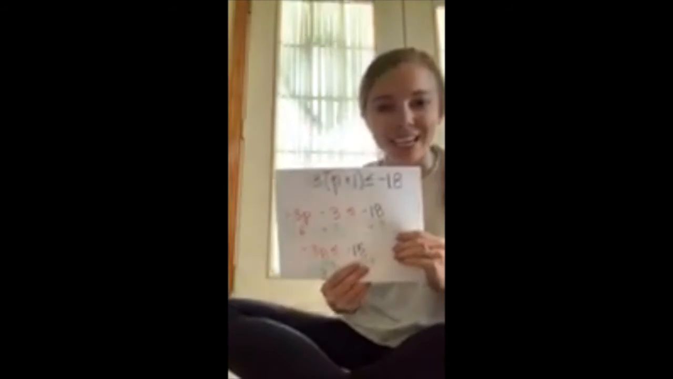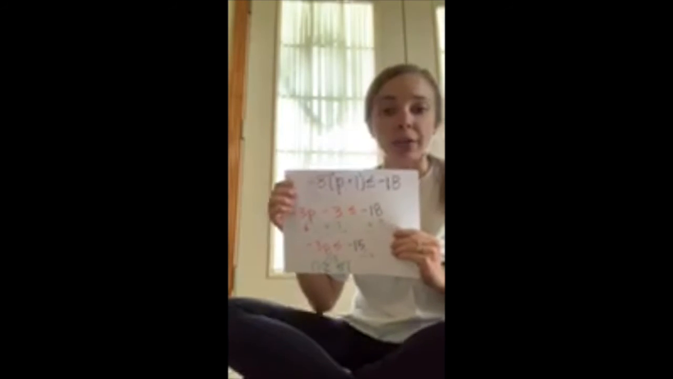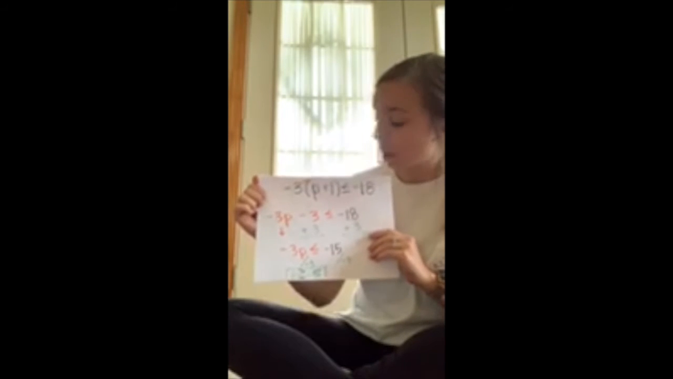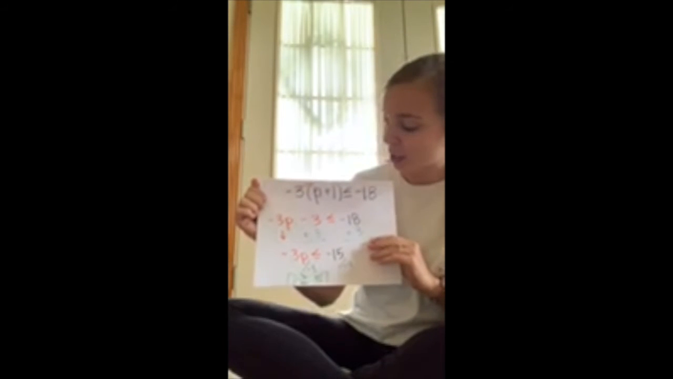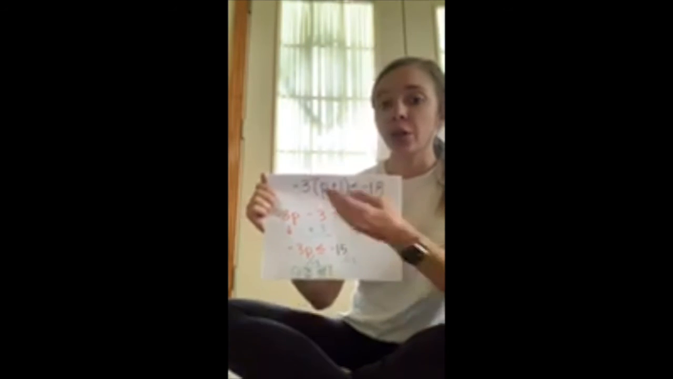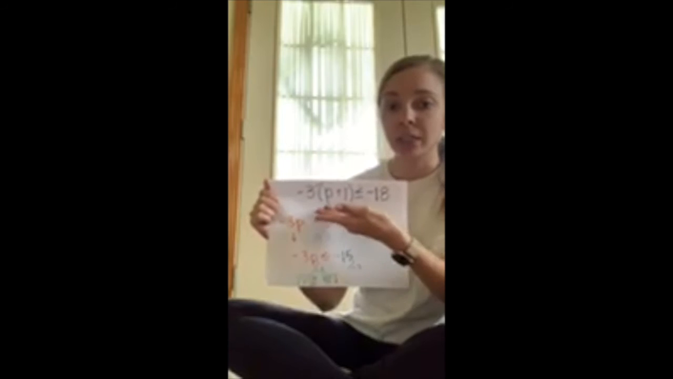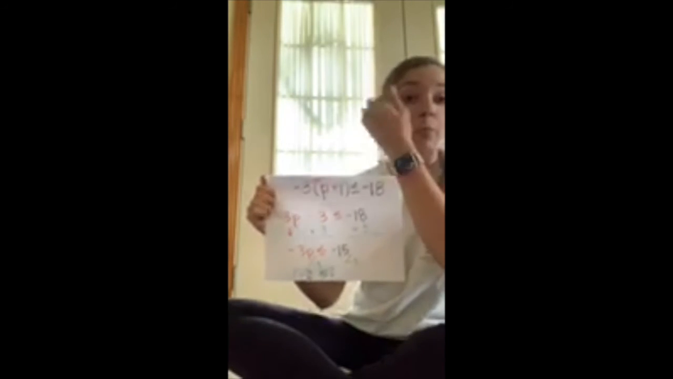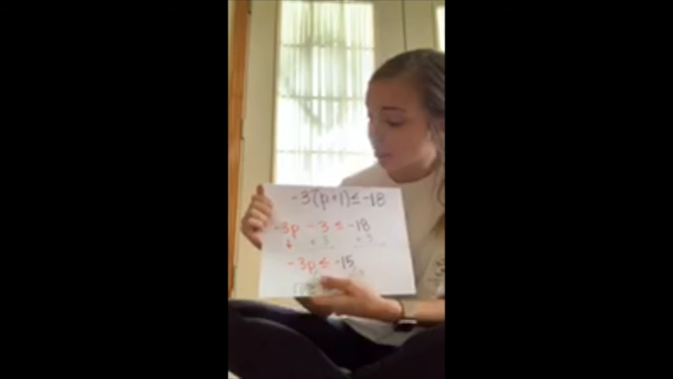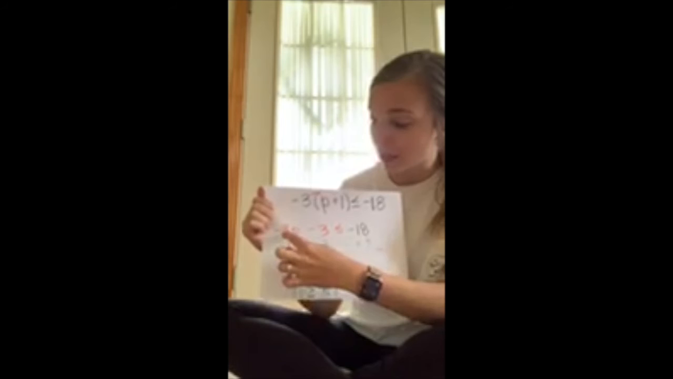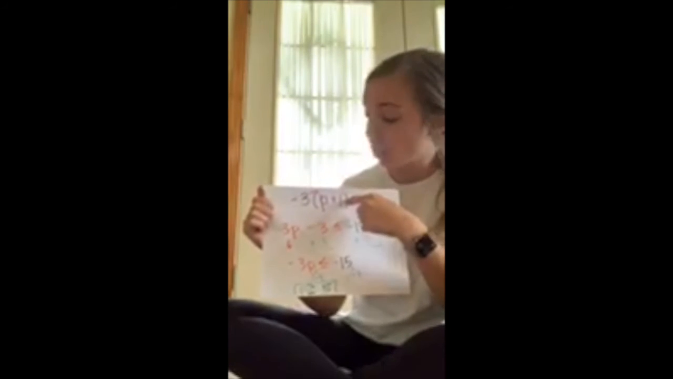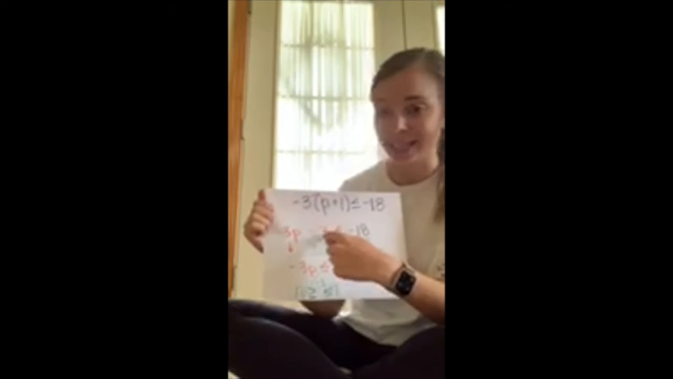Okay, for this next example, we're going to use some distributive property that we already know. So we have negative 3 parentheses p plus 1 is less than or equal to negative 18. And so we know that if we have a number, a coefficient in front of a parentheses, we're going to have to distribute it out to both terms within the parentheses. So our negative 3 gets multiplied times p, so that gives me my negative 3p. And then negative 3 gets multiplied by the other term, 1. And negative 3 times 1 is negative 3.